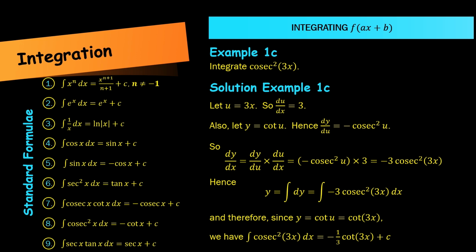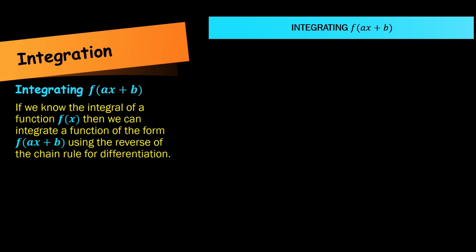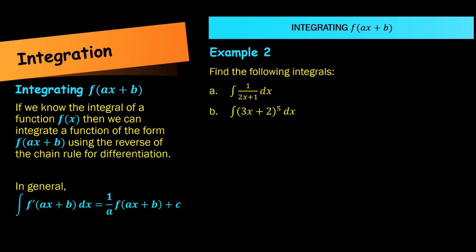There is an easier way to do this. In general, we can use the rule: the integral of f dash of ax plus b dx equals 1 over a times f of ax plus b, plus the constant of integration. Let's now take a look at an example. Pause the video and have a go. Press play when you're ready to view the solutions.